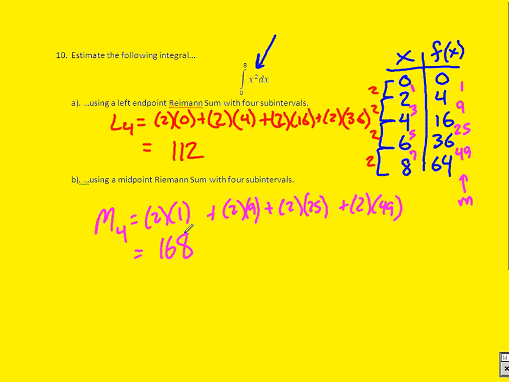So that's how you do it. Just make sure you pay attention whether it says left endpoint or the midpoint, or you could have done the same with the right endpoint like we did in the one above. Keep your eye especially on doing that one.